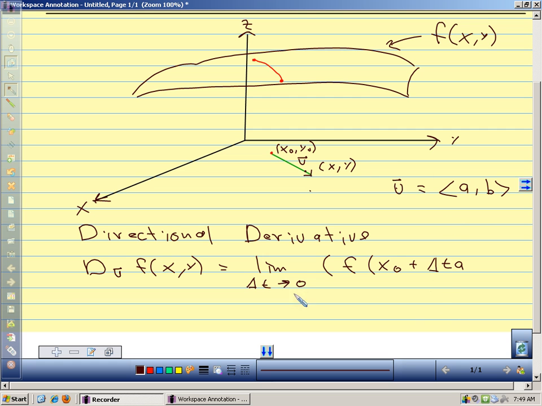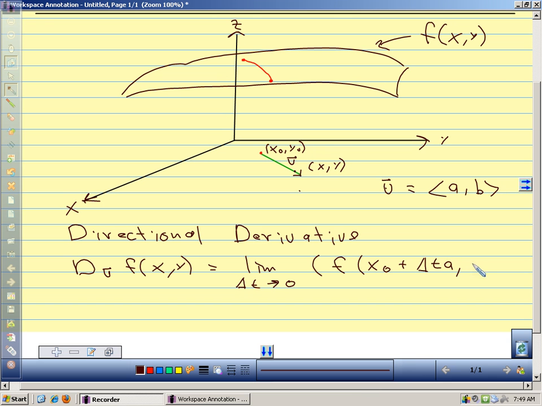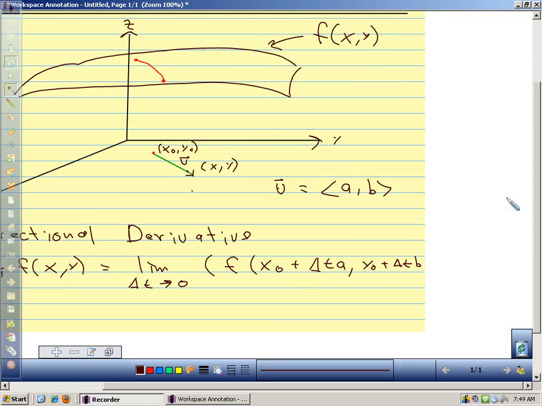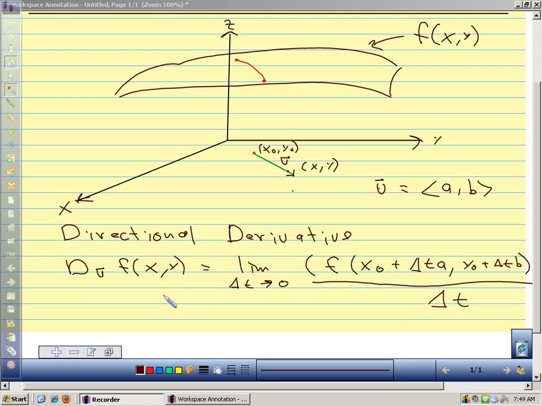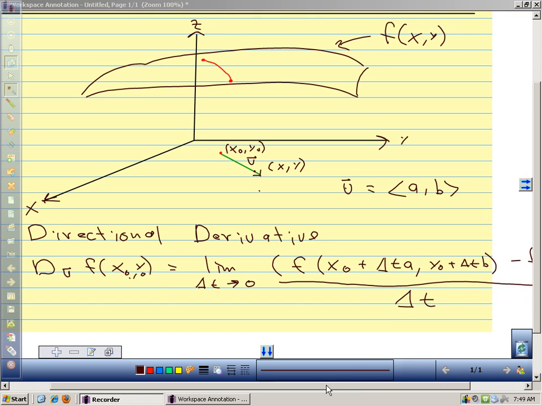Our directional derivative, so as we move from x0, y0 to xy, it's f of x0 plus delta t a, comma y0 plus delta t b, minus f of x0, y0, and that's all over delta t. And this is our directional derivative. This should be at our point x0, y0. So this is how we define our directional derivative.